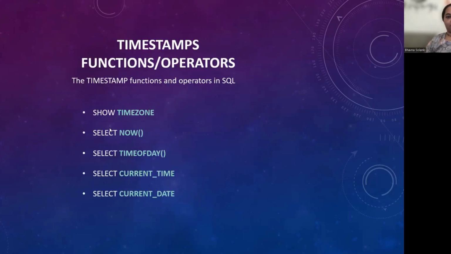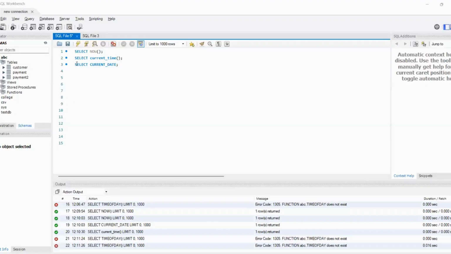These are some operators and functions of timestamp in MySQL: show time zone, select now, select time of day, select current time, select current date. The most used three functions I'm going to show you in MySQL. These are the three functions most used in SQL whenever we are making a new database: select now, then select current time, and select current date.